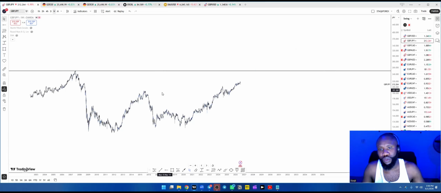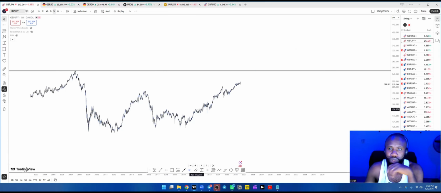So what we are going to be doing, we are still going to be looking for an opportunity to continue the trend on GBPJPY. So whenever you see a sell, that is just a temporary sell on GBPJPY. Remember, the overall trend is still very, very much bullish.